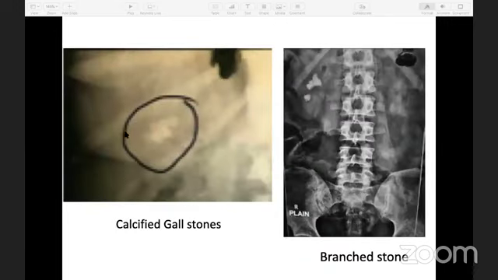Only 10% of the gallstones are radiopaque, whereas 90% of renal stones are radiopaque. Gallstones can be differentiated from renal stones because of triradiate radiolucency, and these are never branched unlike renal stones.